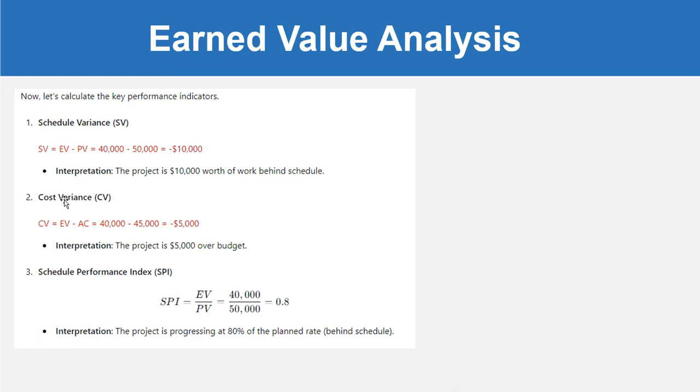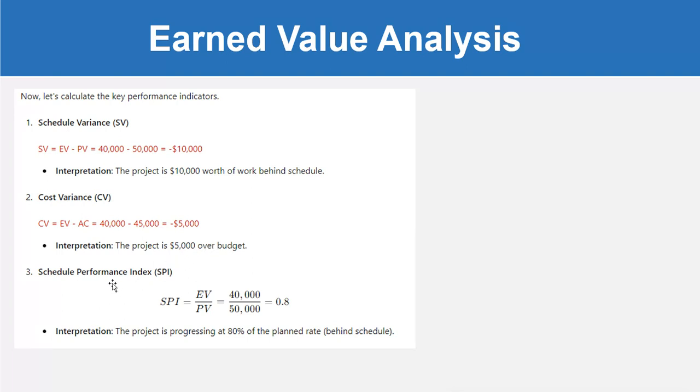Another thing, cost variance CV is equal to EV minus AC. That means 40,000 minus 45,000 is equal to minus $5,000. So that means the project is $5,000 over budget. So you have spent $5,000 more than the plan.